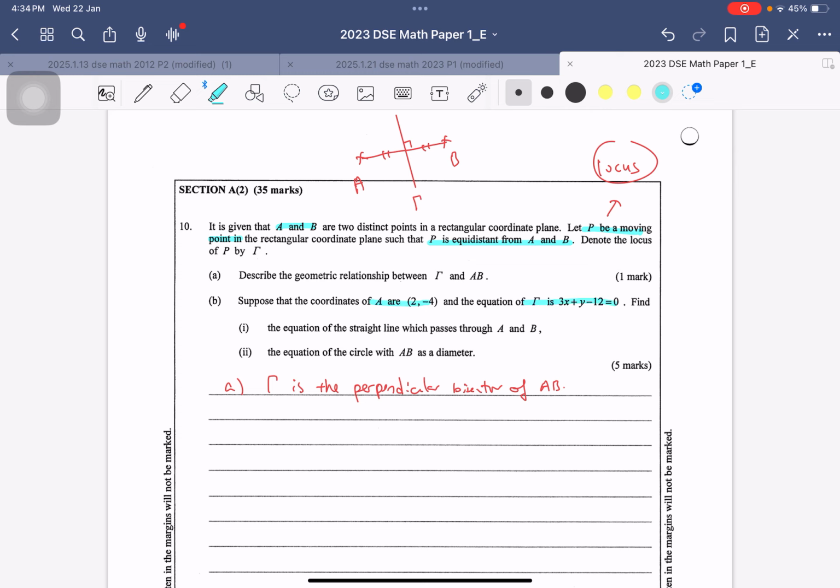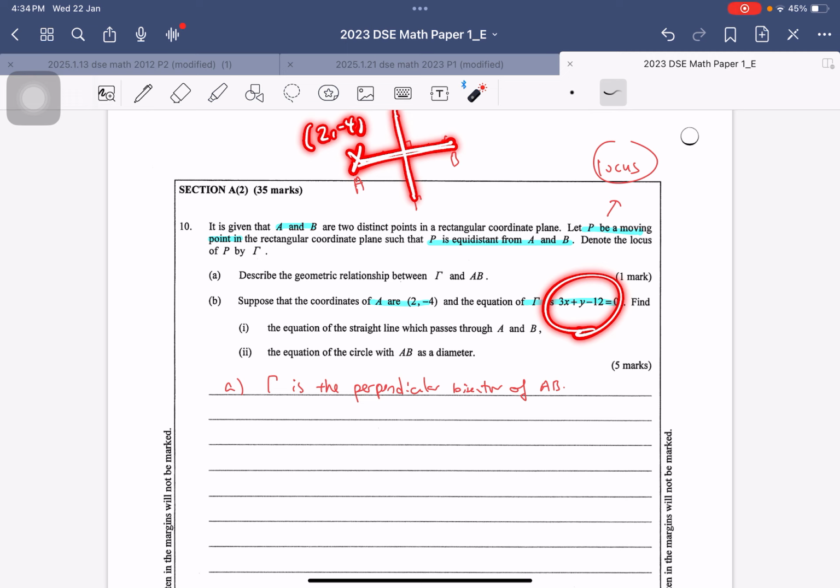For part B, we are now given that the coordinates of A is (2, -4), and the equation of the locus is 3x + y - 12 = 0. So now we're going to find the equation of AB. We have the equation of the locus, 3x + y - 12 = 0, and the coordinates of A, (2, -4). How can we find the equation of AB?